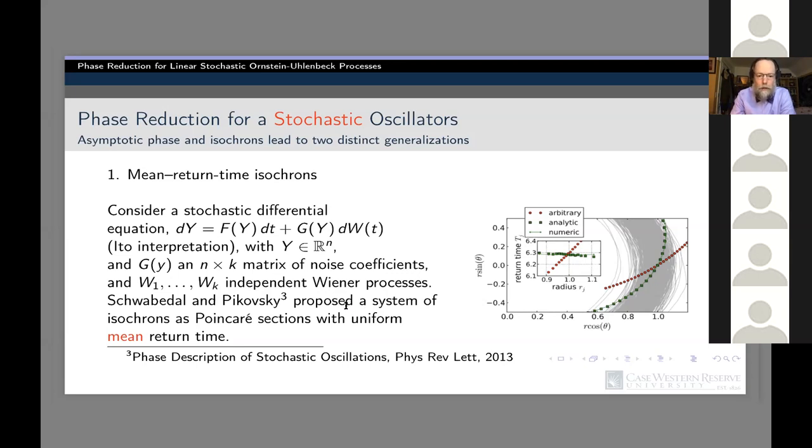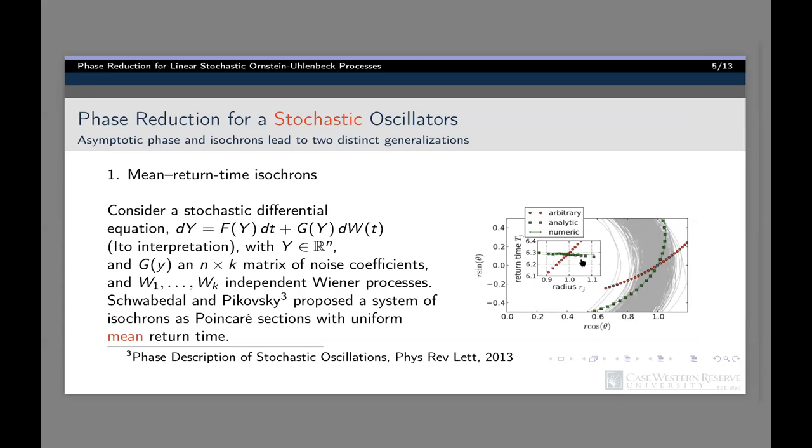Justus Schwabedal and Arkady Pikovsky a few years ago proposed to generalize the notion of phase from looking for a system of isochrons that have exactly the same return time to a system that has a mean return time that's uniform. And you can see an example from their paper here. If I take this red curve and I take different points starting on that red Poincaré section, then the time it takes to come around once and hit it again on average depends on the radius, right? The return time is not uniform. But if I take the green curve, then the return time is approximately uniform. They have a numerical procedure for finding such mean return time isochrons.